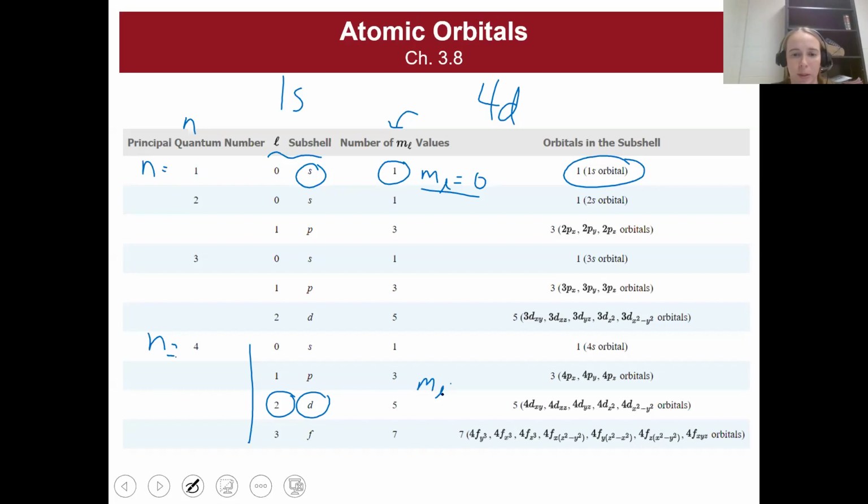We can do m sub L equal to -2, -1, 0, +1, and +2. So that's 5 options. And these are the 5 options. There are 4d, all these 4d orbitals, there's 5 of them. The 4dxy orbital, the 4dxz orbital, the 4dyz orbital, and the 4dz squared orbital, which is that weird one, remember? Bloop. And the 4d x squared minus y squared orbital. So there's 5 of those in the 4d subshell.